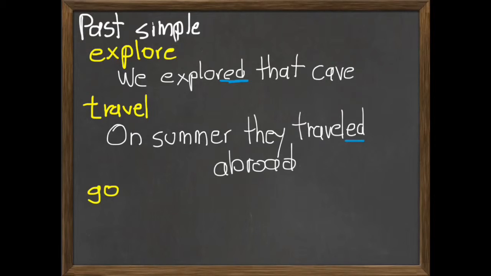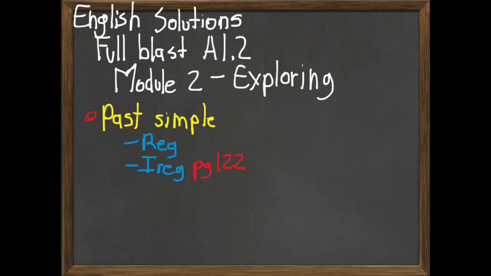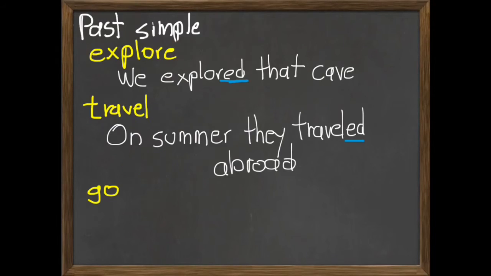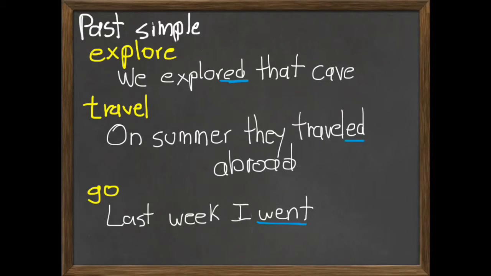Go. This is a special case because go is an irregular verb. You can see a full list of irregular verbs on page 122 of your Full Blast book. In the case of go, for example, last week I went. Go turns into went. I went on a trip. Last week I went on a trip.